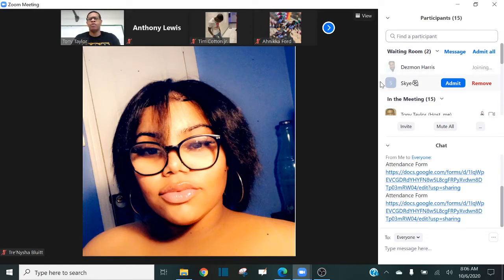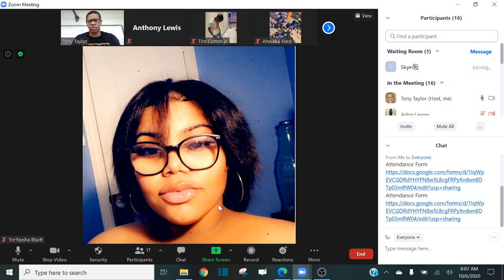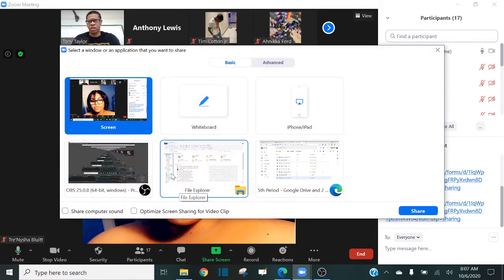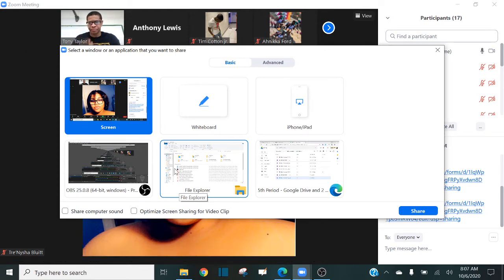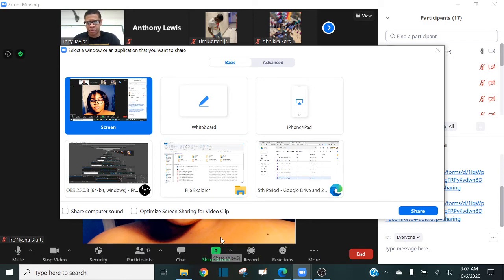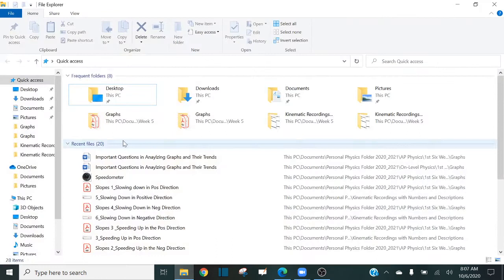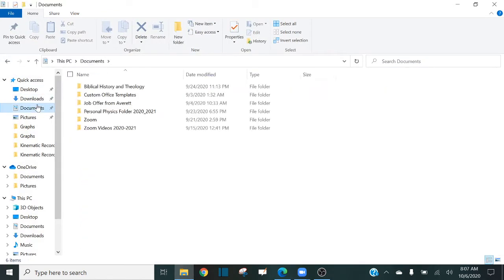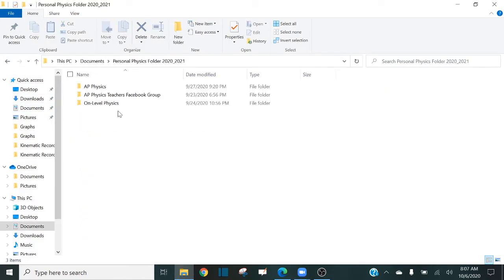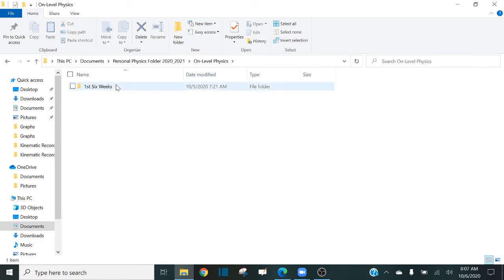Now, I want to remind you guys of something that we talked about last week. So last week we looked at graphs, and I'm going to pull up this file that I went over last week because I want to go over a few important things just to regurgitate your memory before we get into more details with acceleration today.